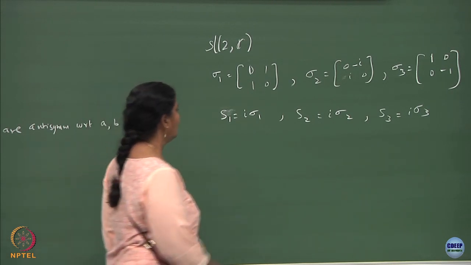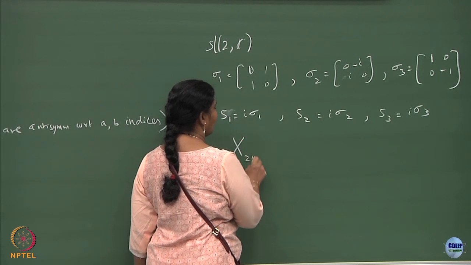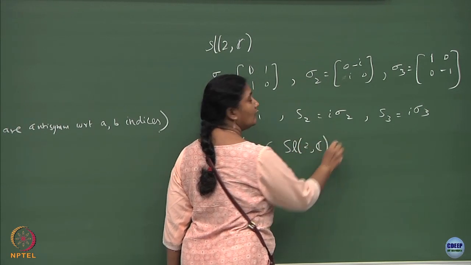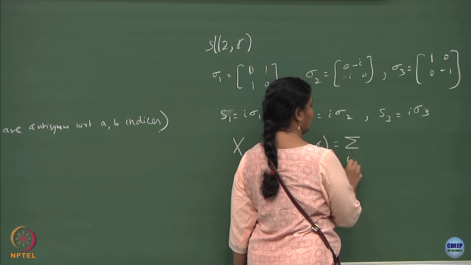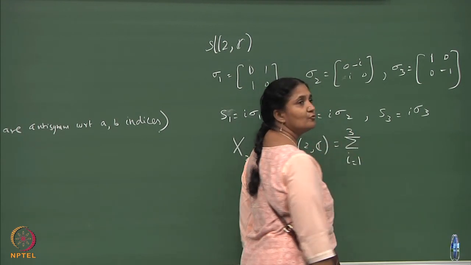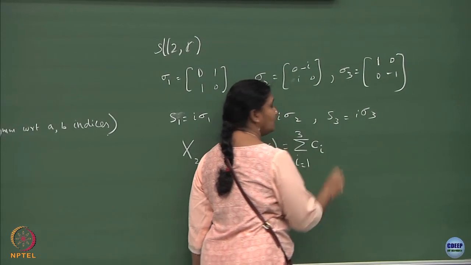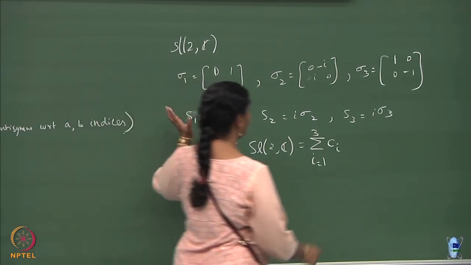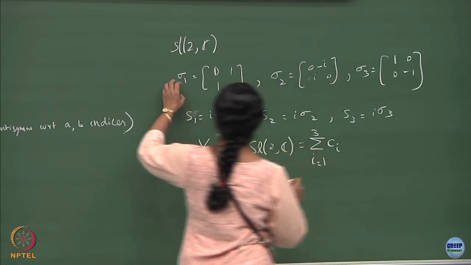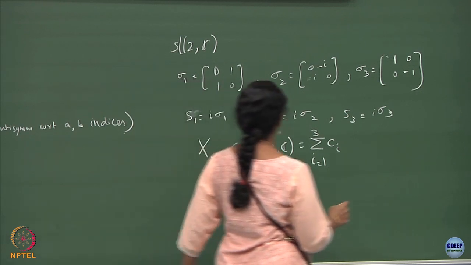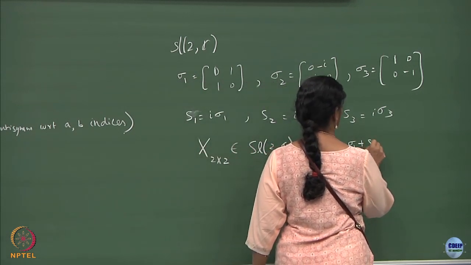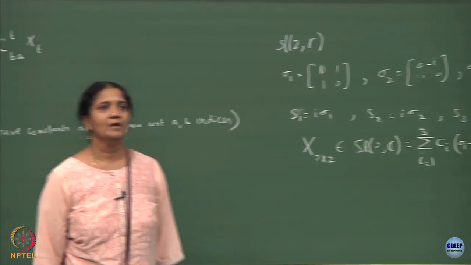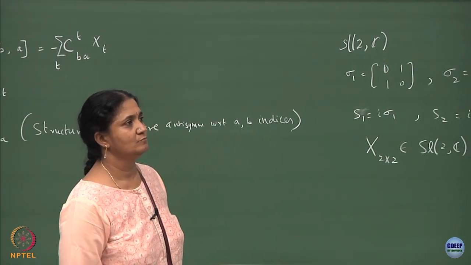Okay. What I mean by that is any 2 cross 2 matrix which belongs to SL2C, we should be able to rewrite it as some complex coefficients of these objects, okay, which I can call as sigma I plus S I. Clear?